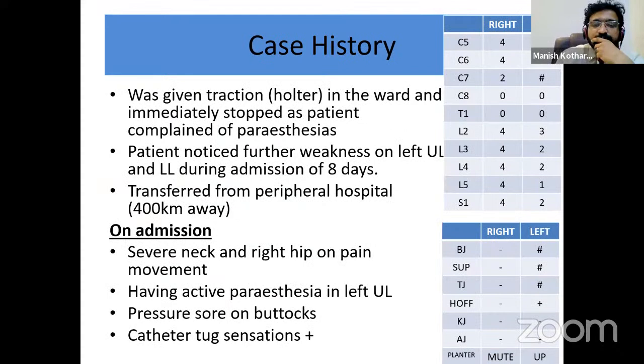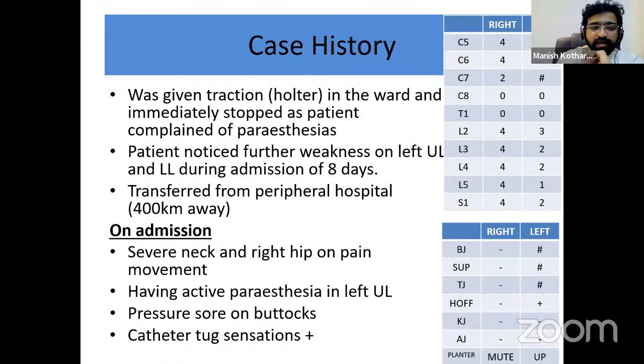You can see the power chart on the right. Because of his neurology and the cervical spine injuries, I'll show the x-rays later. He was given awake traction in the ward, but it was immediately stopped because he started complaining of paresthesias. He was kept there for further conservative management for 8 days. And he noticed that his left upper limb and lower limb were becoming weaker, which is why they sought a transfer to Mumbai, that is my city.